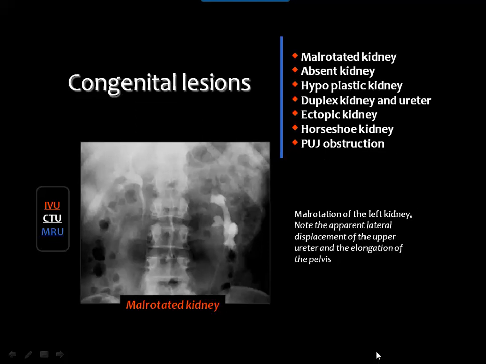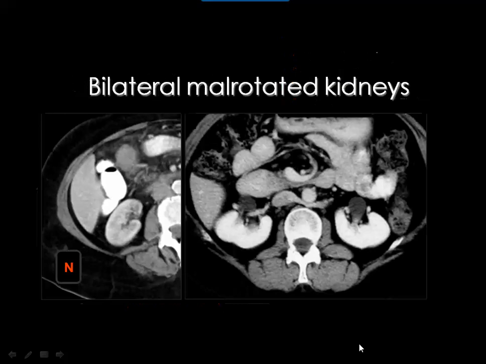As I have mentioned before, IVU is one of the preferred techniques for evaluation of congenital anomalies. And you may also have this by CT urography or by MR urography. And this is an example of a malrotated left kidney, and this is the normal appearance of the right kidney with the pelvis facing medially, the calyces facing laterally, but there is here malrotation of the kidney.